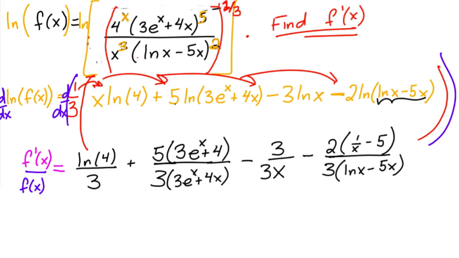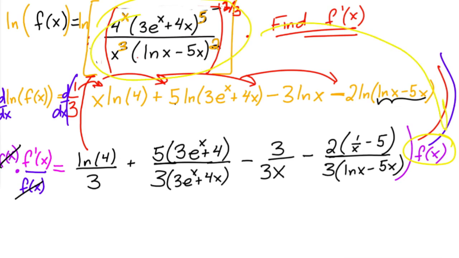And then last but not least, you get rid of the f of x by multiplying both the left side and the right side by that original function f of x. And f of x is this guy right here. So I'll spare you having to write that down. But it's this entire thing times the original function, which is right there.